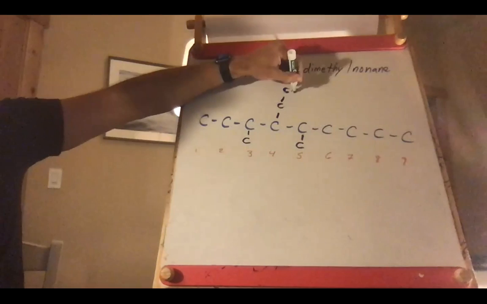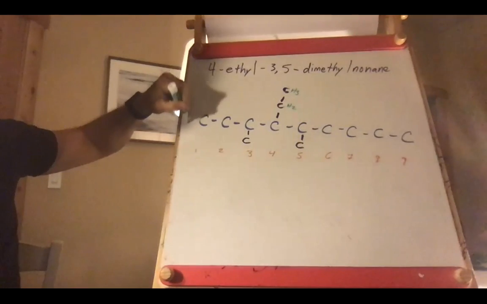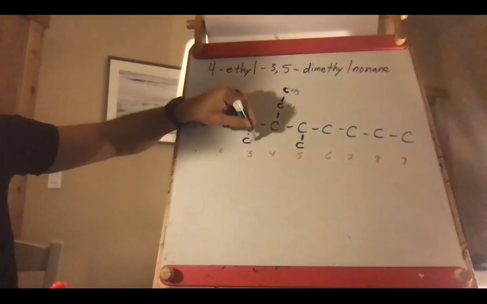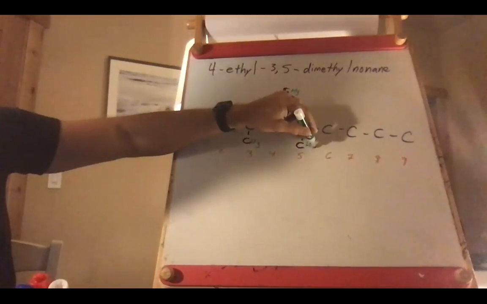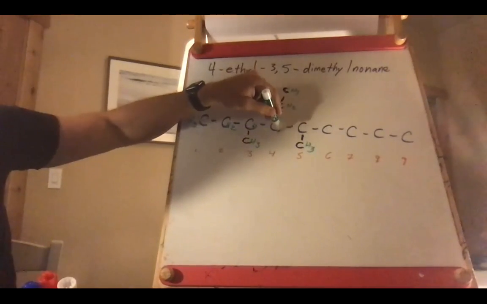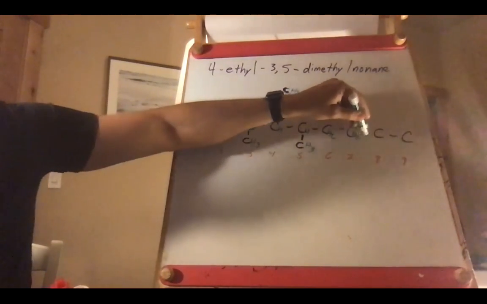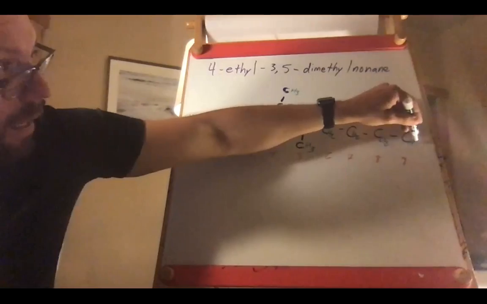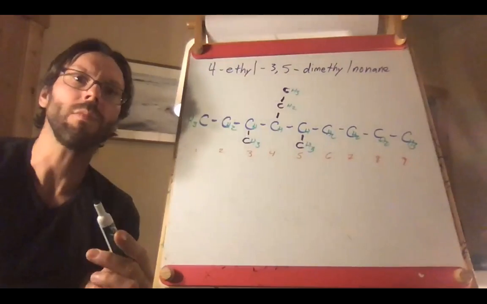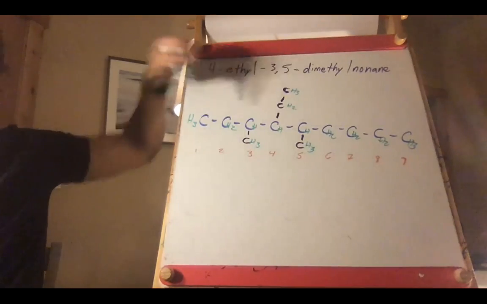So this would be CH3, CH2, CH3. This is CH2, CH3, CH3, CH, CH, CH2, CH2, CH2, CH3. That's kind of hard to see with green. And hopefully you know why some of these are CH3s, CH2s, and CHs.